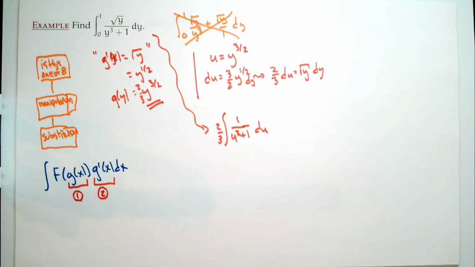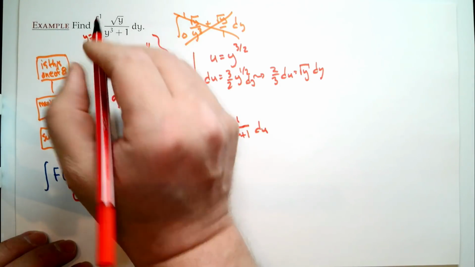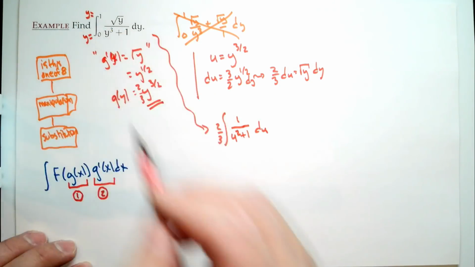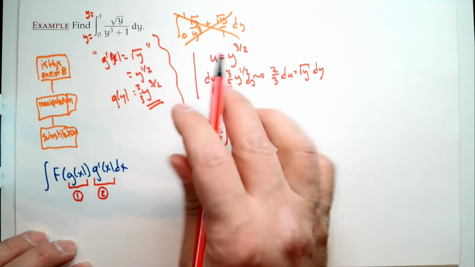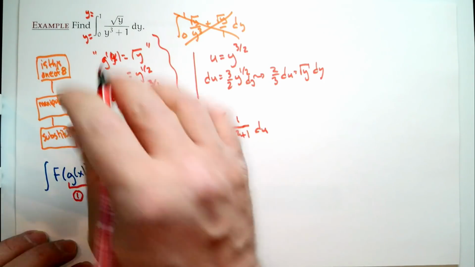Now we're not done with the substitution because this is a definite integral. So when you're doing definite integral, you need to update the bounds. So the original bounds weren't just 0 and 1. They were y equals 0 to y equals 1. So you need to update those to reflect. So we say, okay, if y equals 0, u is 0 to the 3/2, which is 0.